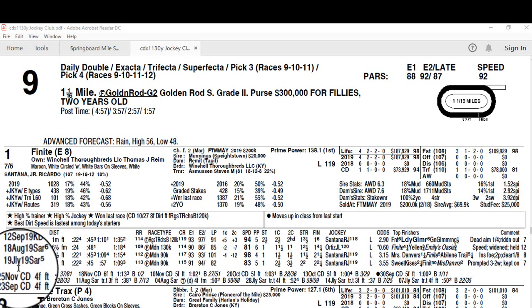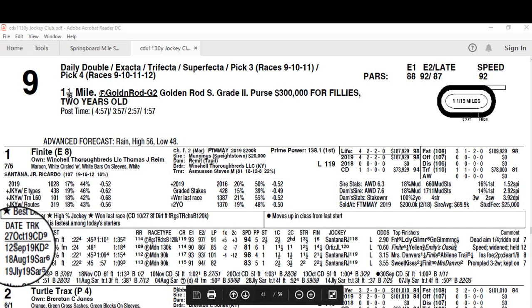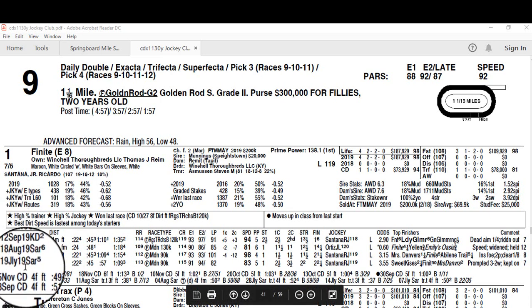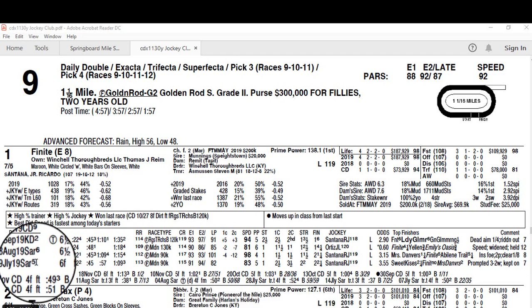All right, so let's start from left to right. The first thing you see is the date. There are our little headers right there, they kind of tell us. All right, so on July 19th, 2019, this tells you the track, Saratoga. Race number 5, that's what this 5 means. So now I know the day, the track, and the race number that this horse, Finite, ran at.